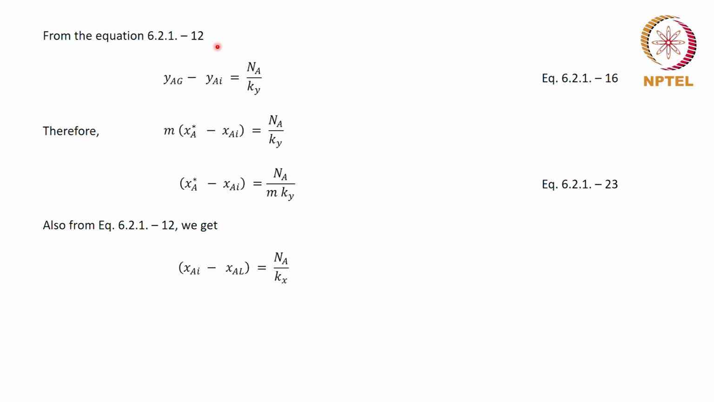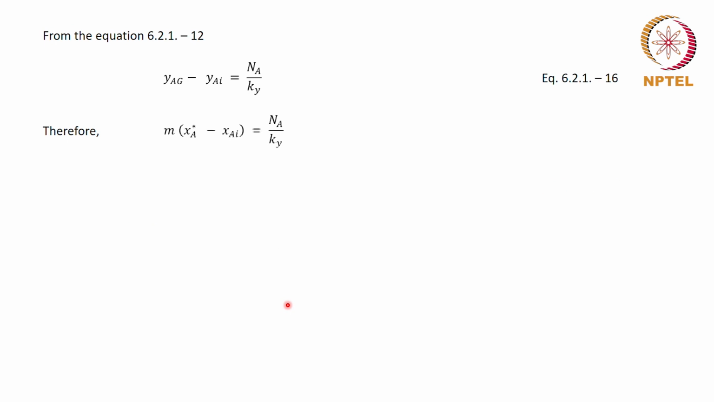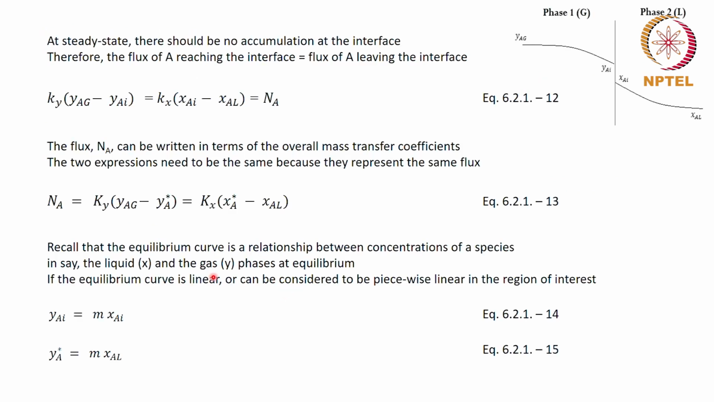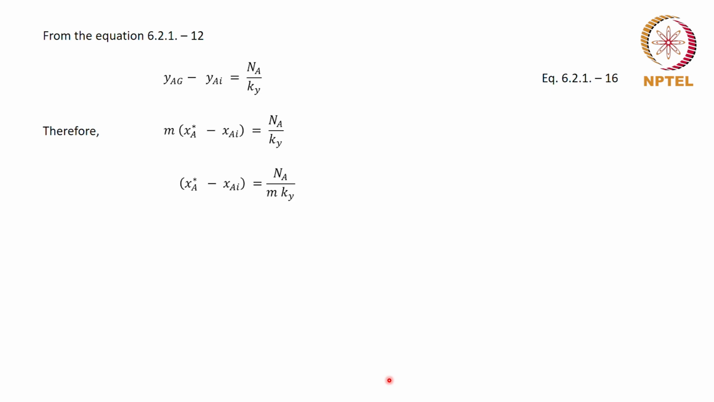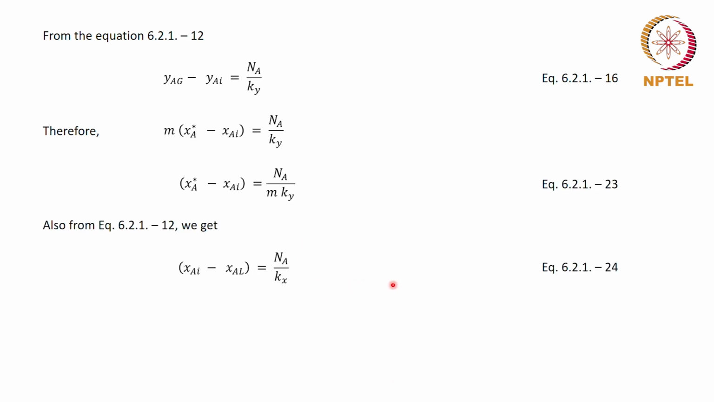And also from equation 6.2.1-12, the other side of it, we get XAI minus XAL equals NA by KX. Just to fine tune things, we are taking these two parts of this equation here, XAI minus XAL equals NA by KX. Okay. 6.2.1-24. And adding 6.2.1-22 to 6.2.1-23, so this has to be 24.